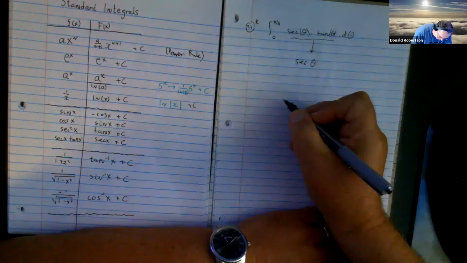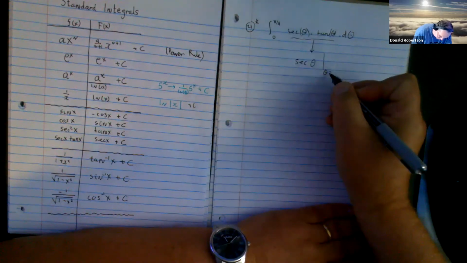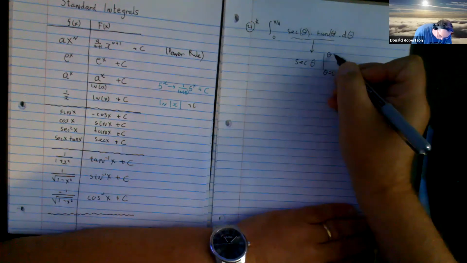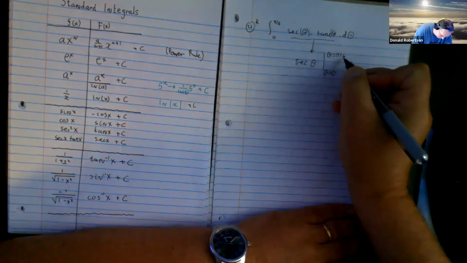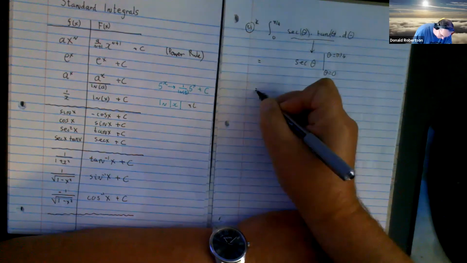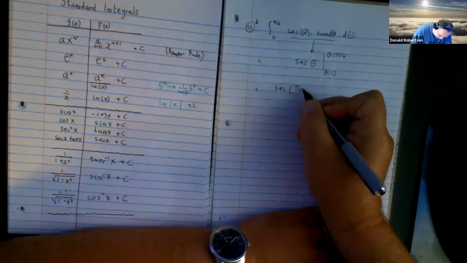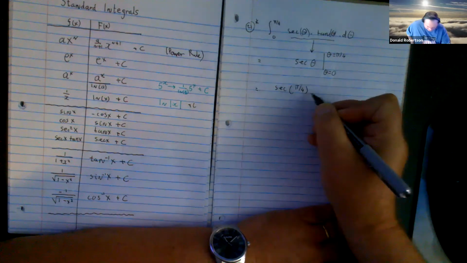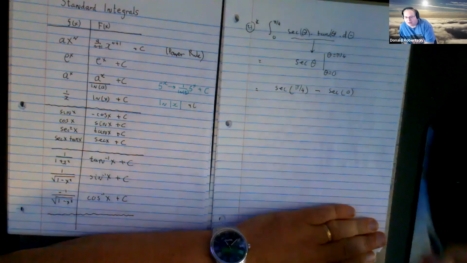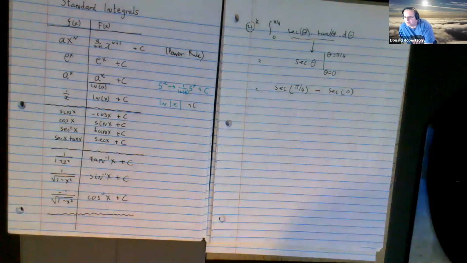And it's going to be evaluated at theta equals 0 to theta equals pi upon 4. And that's simply just going to be the secant of pi upon 4, take away the secant of 0. And all the calculus is finished now, but not the final answer. That's not the answer I'd want you to write.